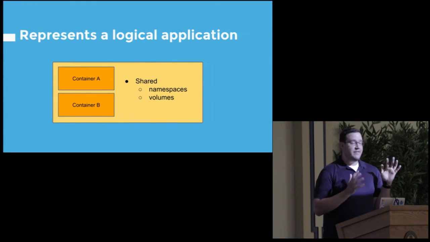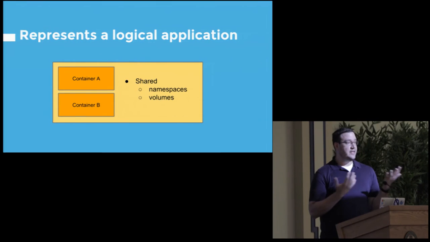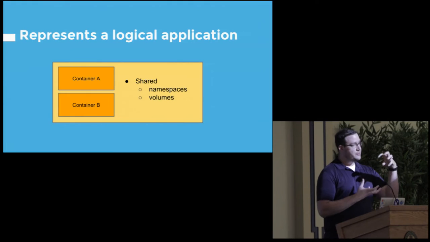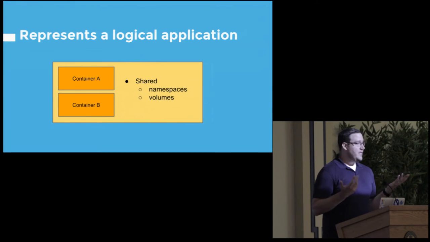When I have that understanding, I can now use that to my advantage. I can share volumes, so any kind of volume that I mount, these two containers can share. And I can also share namespaces, so network namespace and IPC namespace.